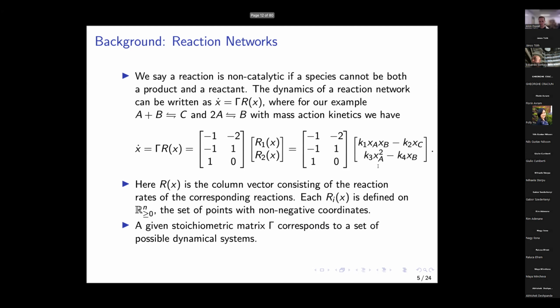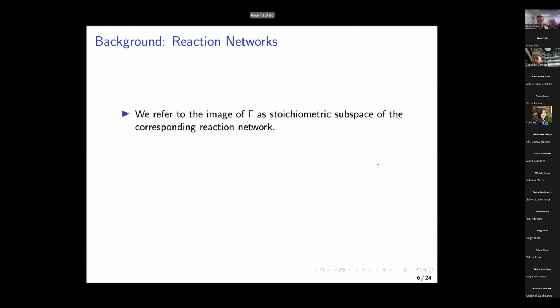And I know sometimes I refer to the system using gamma to identify the system, abuse of notation, just because for non-catalytic reactions, gamma makes it unambiguous what each reaction will be. Another term, I'll refer to the image of gamma as the stoichiometric subspace. That describes all the directions the reactions can go as we choose different kinetics.